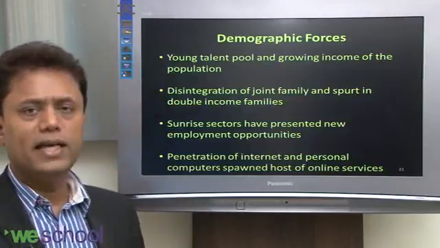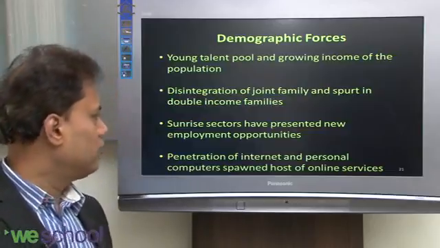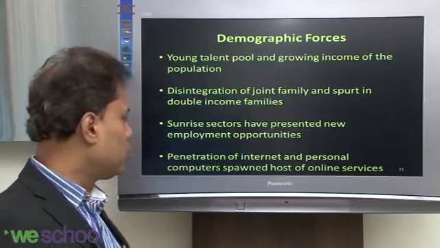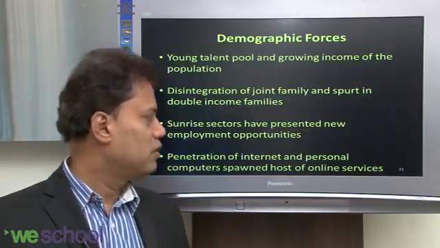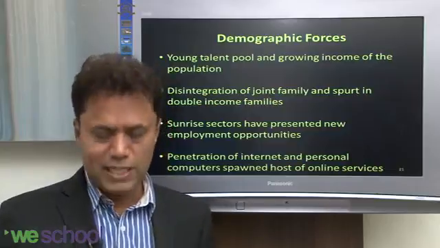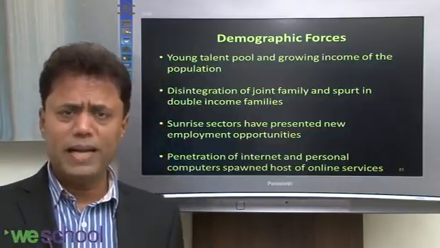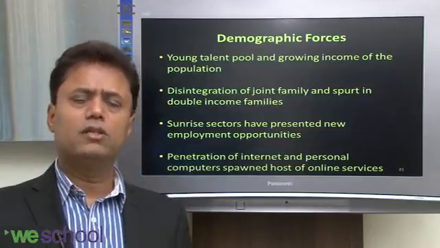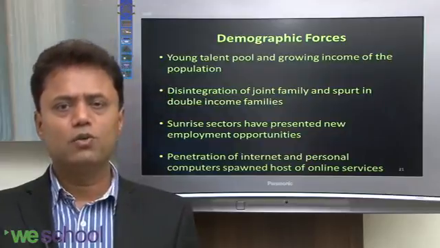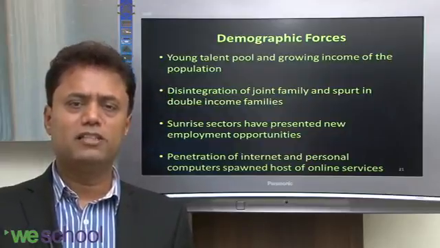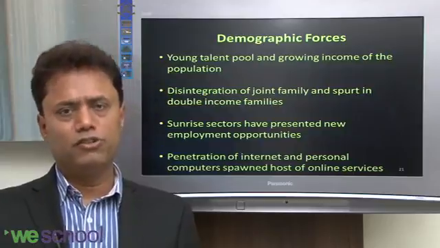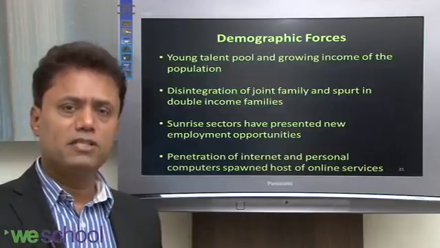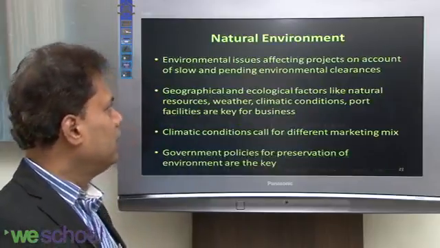Sunrise sectors like IT, ITES and BPO have presented new employment opportunities. Penetration of the internet and Internet of Things is what we'll talk about later. Personal computers have spawned a host of online services like e-commerce, online banking and online payment systems. Everything you can do on the internet. You don't have to physically go to a bank or a payment center. Everything you can do at the press of a button on your phone, laptop or computer. So a host of online and e-commerce services have become available today.